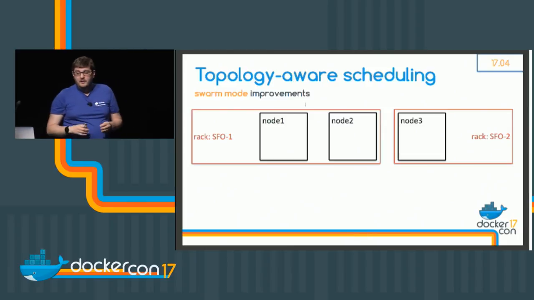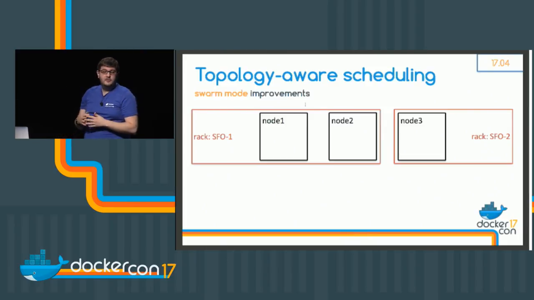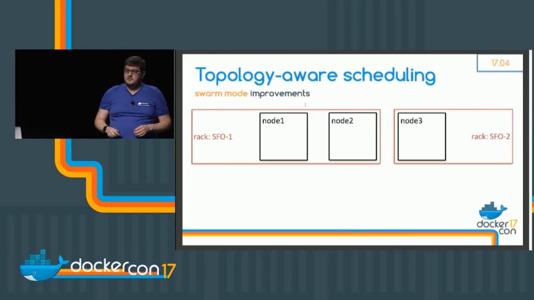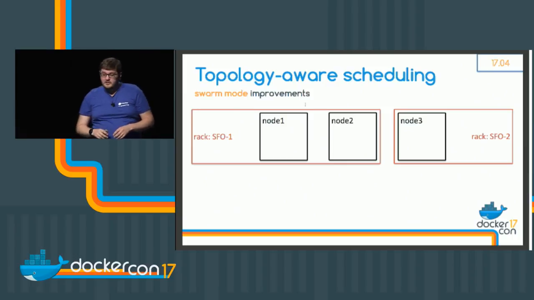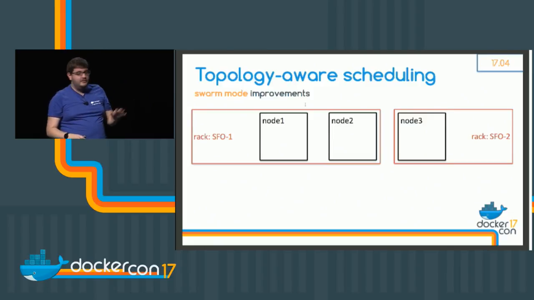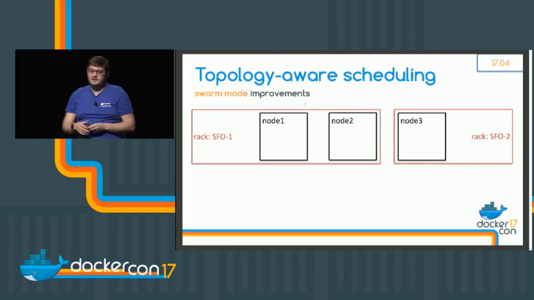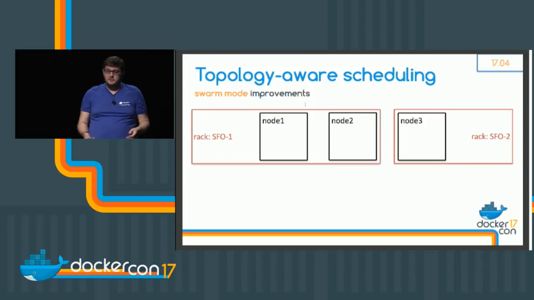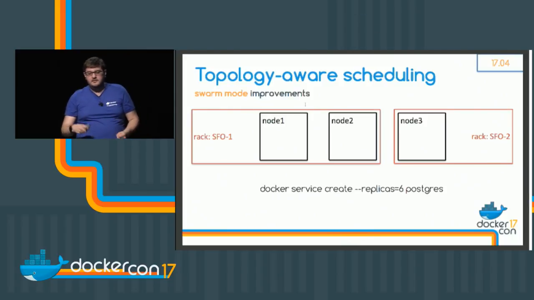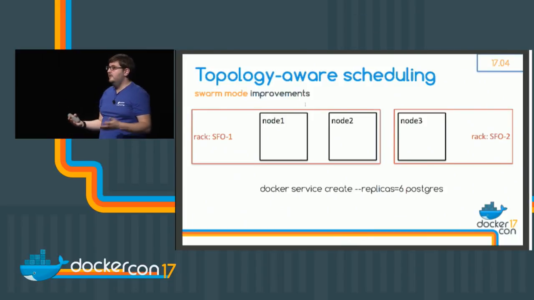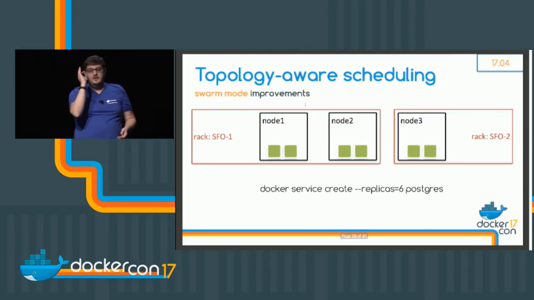Next one is about swarm mode. It's topology aware scheduling. And for this one, I'm going to do some drawings. So here I have a cluster with 3 nodes. The two nodes on the left are on the rack I called SFO1, and the node on the right is on the rack I called SFO2. And so I have those 3 nodes, and let's say I want to start a service, and it's a Postgres service with 6 replicas.